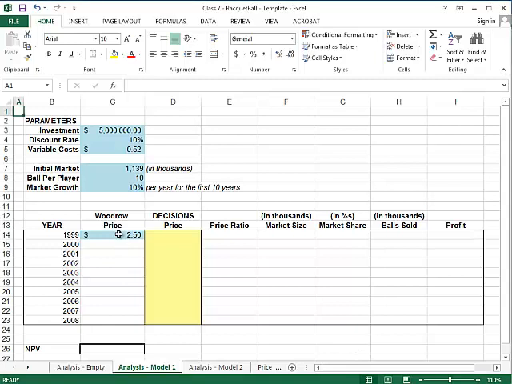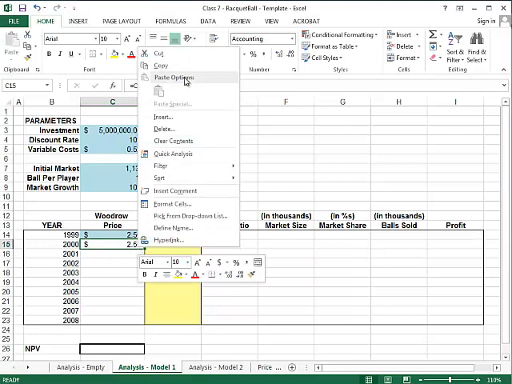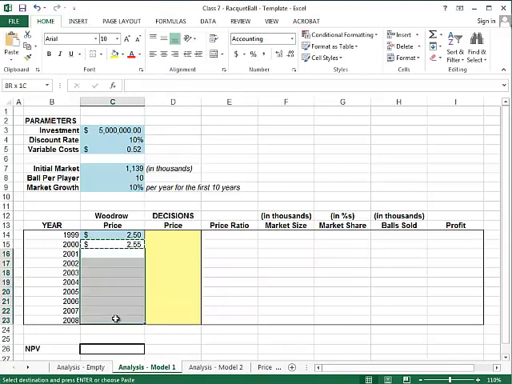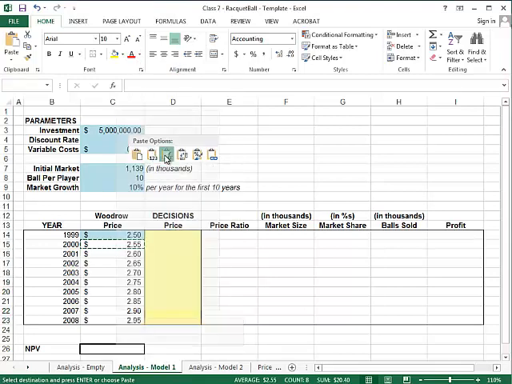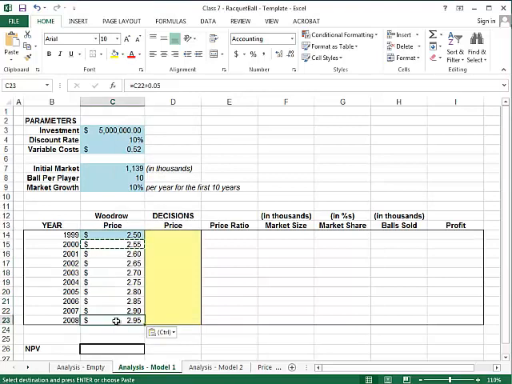So assume that Woodrow's price starts at 2.5 and their price increases by 5 cents every year. So I'll actually do this: 0.05, then copy this, then paste special, formulas only. That shows me that the competition price goes from 2.5 to 2.95 over the next 10 years.